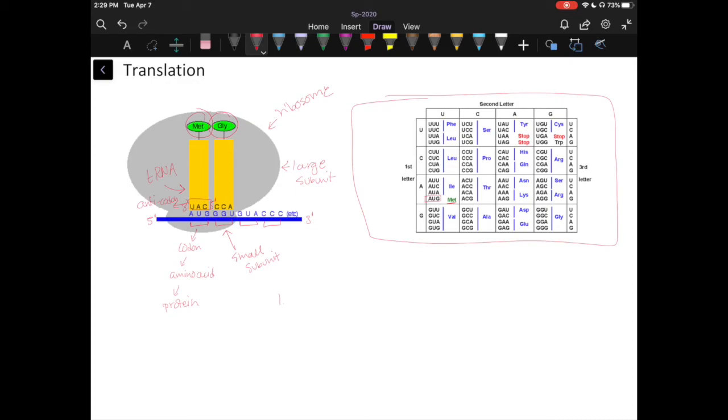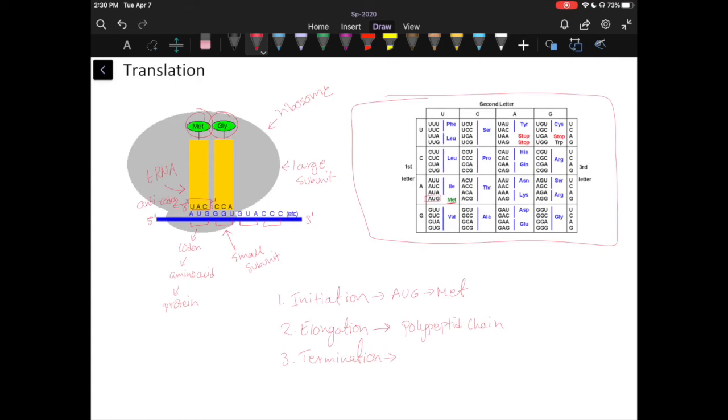And translation, just like transcription, can be divided into 3 steps. So we have our initiation, not promotion. And then we have elongation. And then finally termination. And initiation will start at an AUG codon sequence, as I mentioned before, that codes for methionine. Once that happens, we will start to elongate our polypeptide chain, basically with more tRNA molecules coming in and building that polypeptide chain. And finally, we have termination.